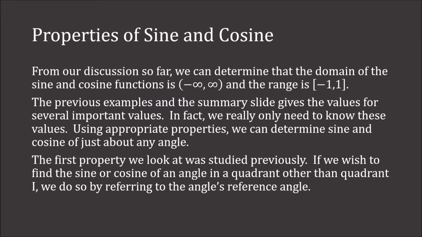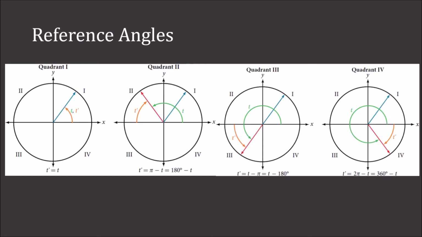If we wish to find the sine and cosine of an angle in a quadrant other than quadrant 1, we would do this by referring to the angle's reference angle. And remember, the reference angle is the acute angle that is measured from the horizontal axis. So here we have a summary of it. If our angle is located in quadrant 1, then our reference angle is just the original angle.